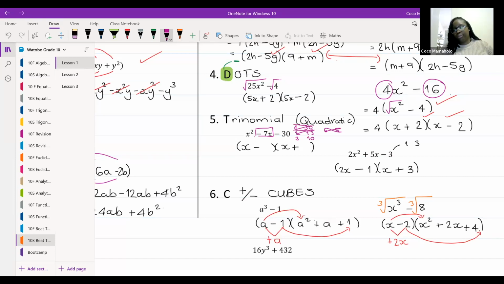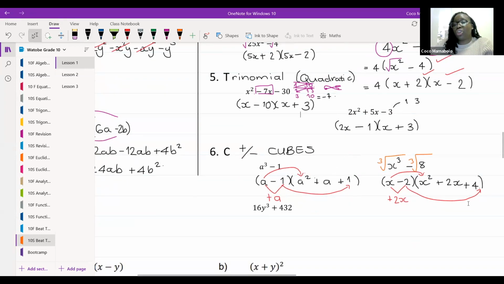Which of these numbers needs to be negative? The 3 or the 10, one of them needs to be negative. My answer needs to be negative 7, so it's the 10 that needs to be negative. So we're going to put a negative here, and a positive 3 here: negative 10 and positive 3. Do we see how we do this? When it's positive, like x multiplied by positive 2 is equal to 2x, you're going to change the sign to a negative. Nicely done, guys.